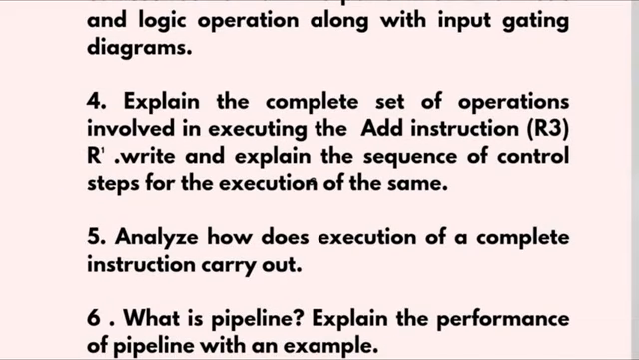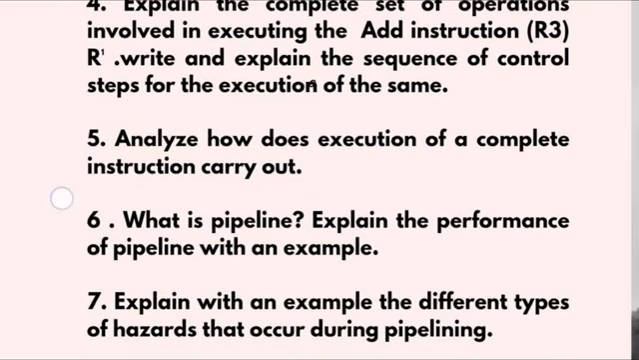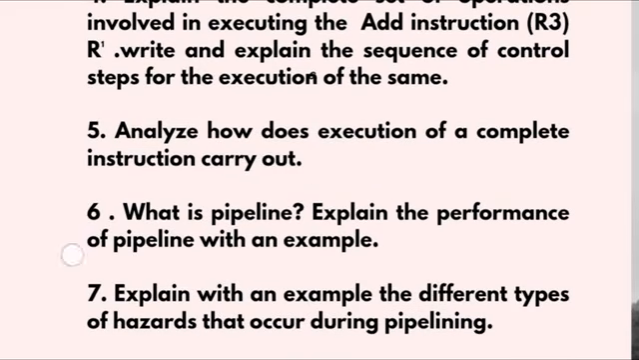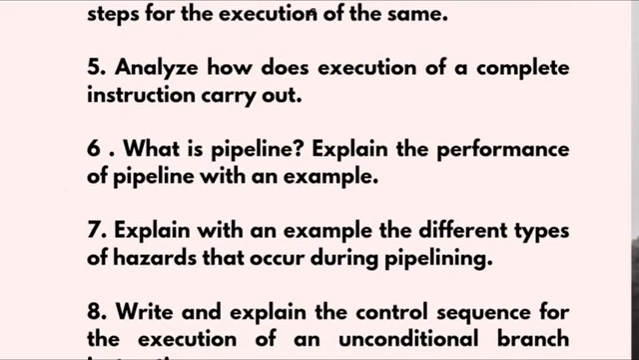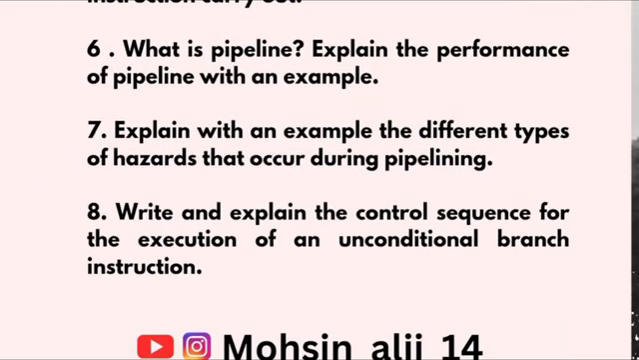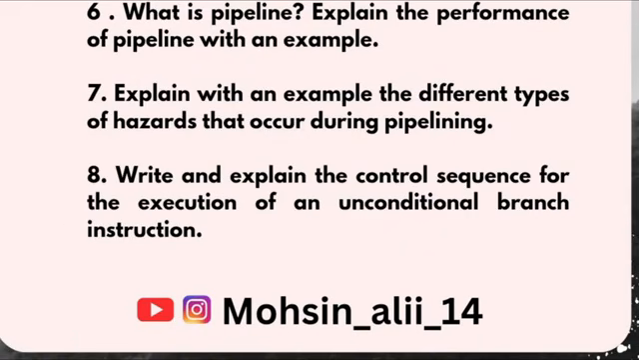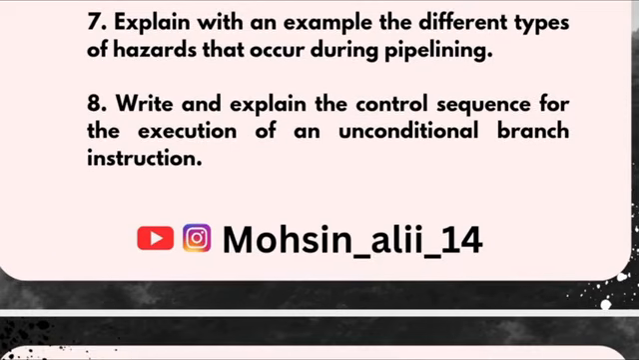Next, we have: analyze how the execution of a complete instruction is carried out. Again, a super important question, a 10 marks question. And what is pipeline? Explain the performance of pipeline with an example. And the seventh question: explain with an example the different types of hazards that occur during pipelining. Write and explain the control sequence for the execution of an unconditional branch instruction. So these are 8 super important questions from your module 5. Make sure you go through these questions thoroughly and you can easily grab more than 15 marks.